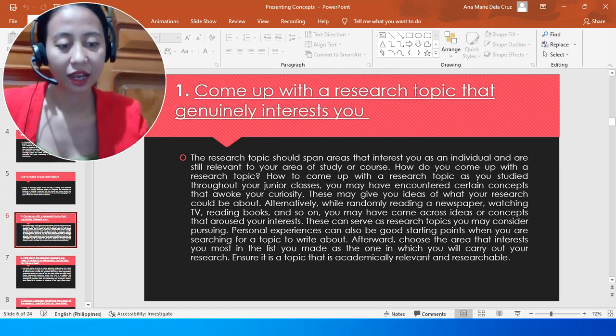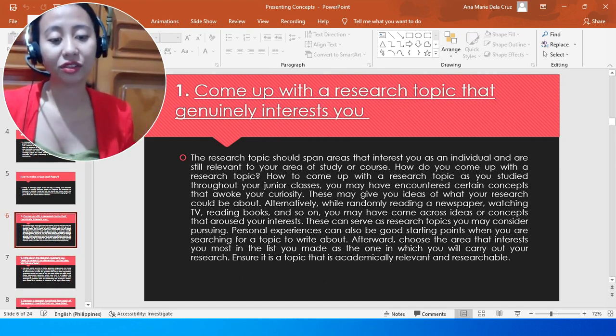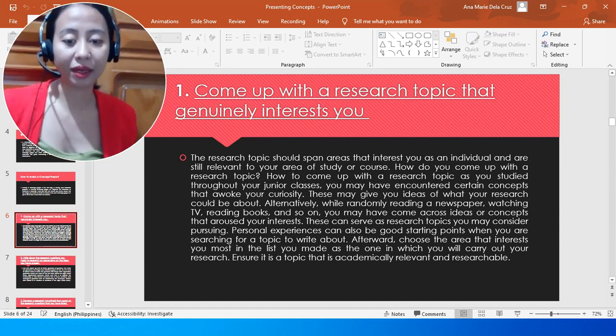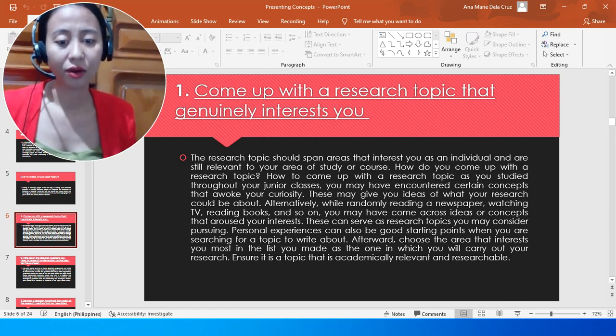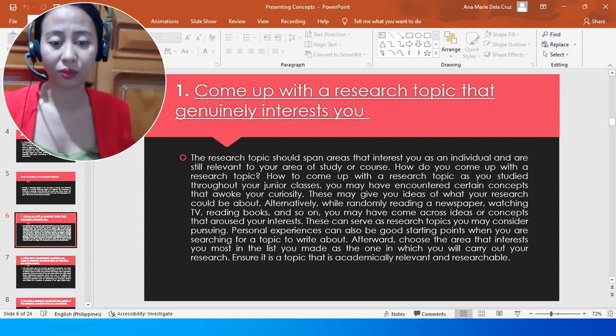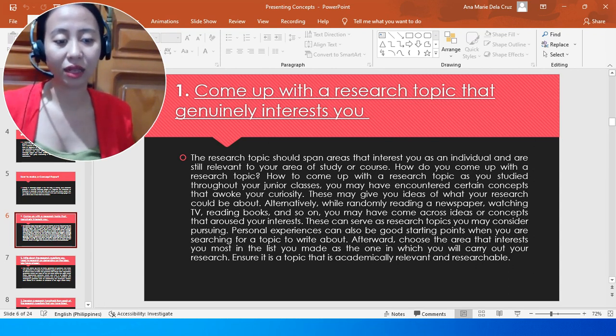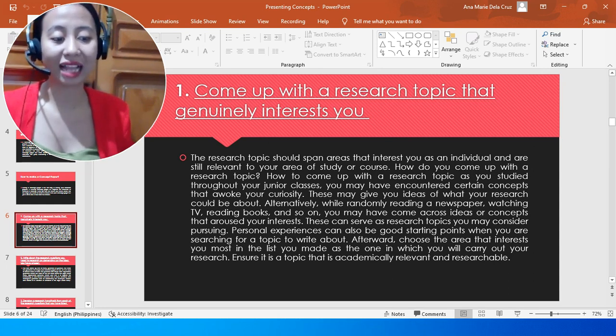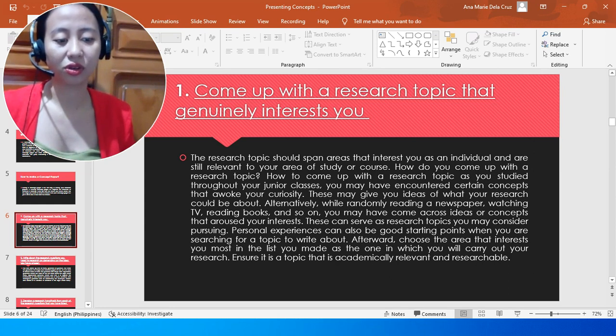First, come up with a research topic that genuinely interests you. You have to find a research topic. What is your topic about? The research topic should span areas that interest you. You must have an interest in that topic as an individual, and it should still be relevant to your area of study or course. Of course, it should be aligned to the area of your course or your study.